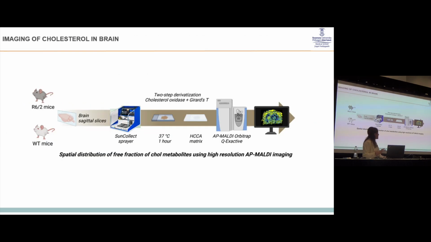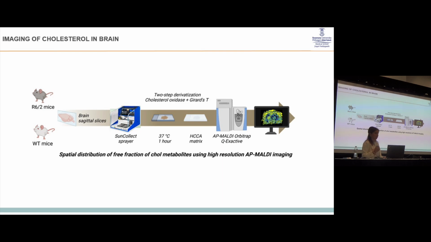To obtain these results, we set up this approach starting from a published paper from Swansea University, where I spent 3 months. And we use the SunCollect sprayer to perform a 2-step derivatization. We sprayed, using the SunCollect spray, the cholesterol oxidase, and then we sprayed the GRT reagent, that is a derivatizer, that allows us to increase the signal of cholesterol in AP-MALDI source.